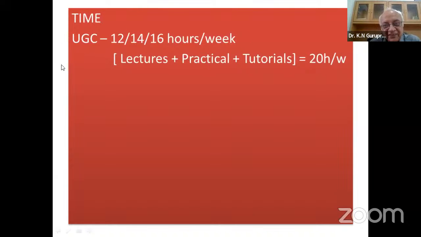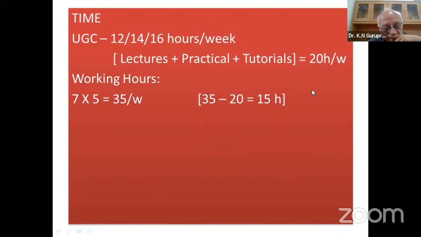Now all this included, it will take about 20 hours per week for a particular teacher. Now, how many working hours does a teacher get? If you take 7 hours per day and 5 working days, you get about 35 hours per week. Now, if you take away 20 from these 35 hours, all the time that goes to your lectures, practicals, tutorials, and all things, then you are left with only 15 hours per week.